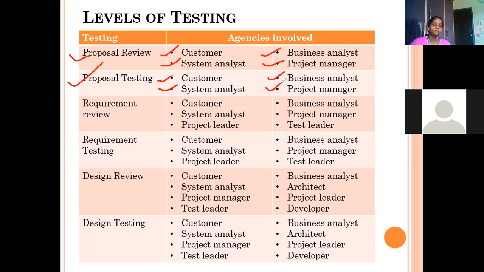So in this way we are going to check the different agencies involved in each and every activity over here. Then after that we have the next type of testing, that is the requirement review. What are the different requirements? As we know, it is the SRS document, the software requirement specification document. The SRS document gives you the idea of what the different requirements are from your client side.